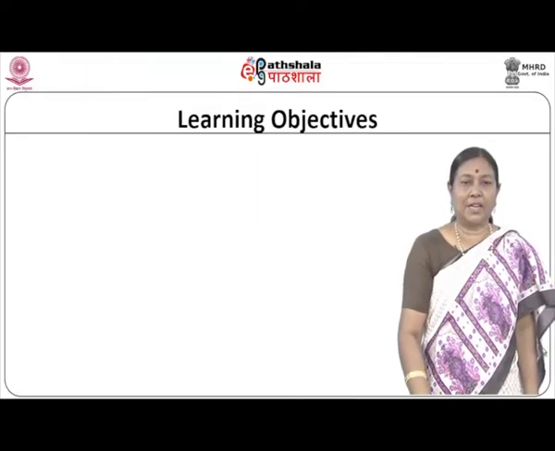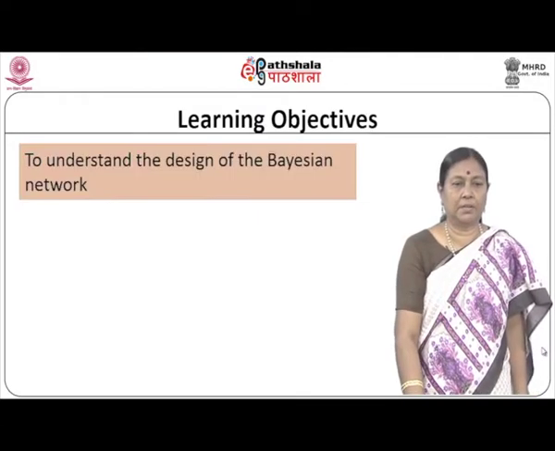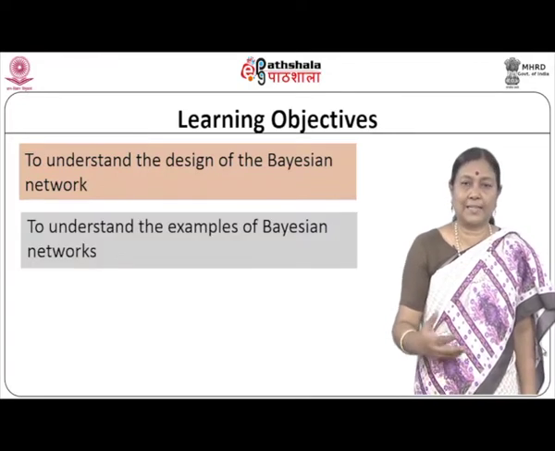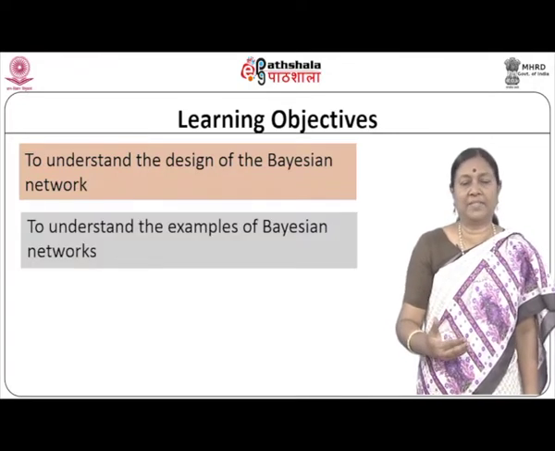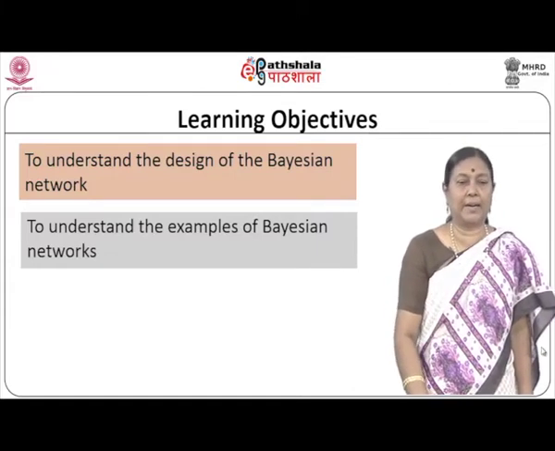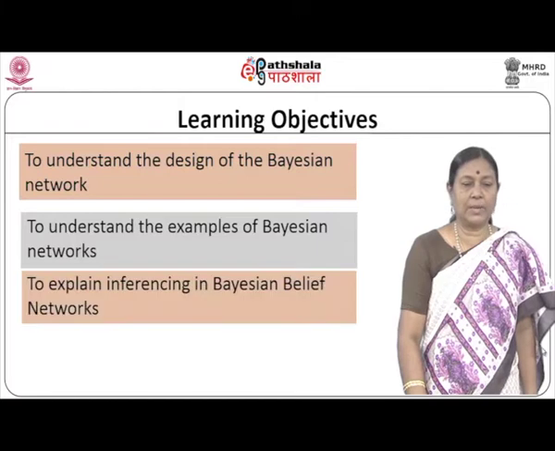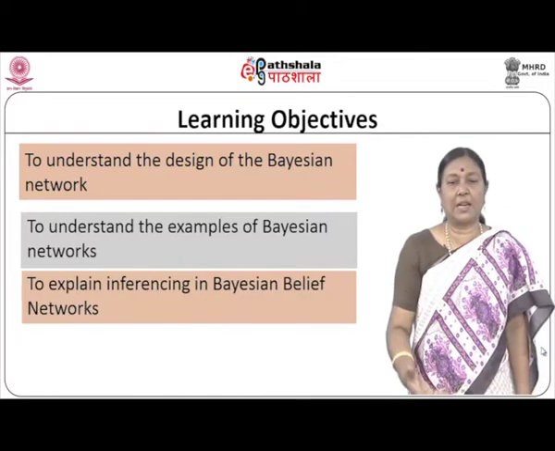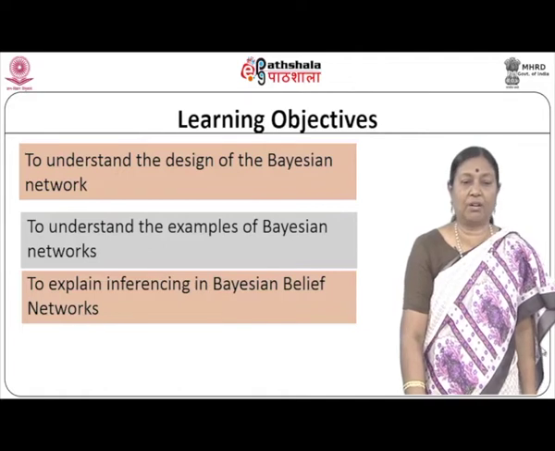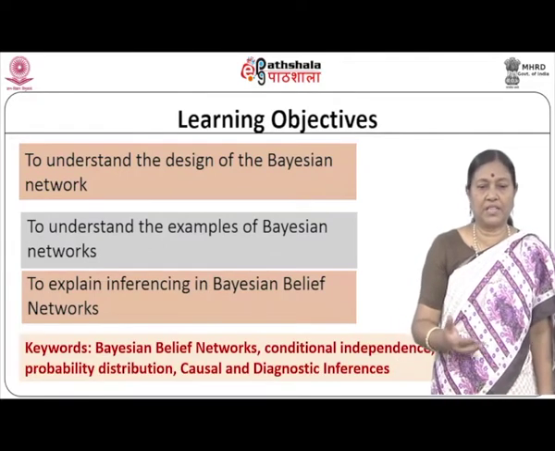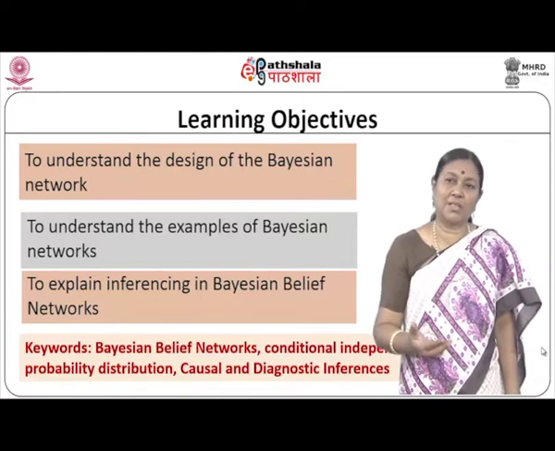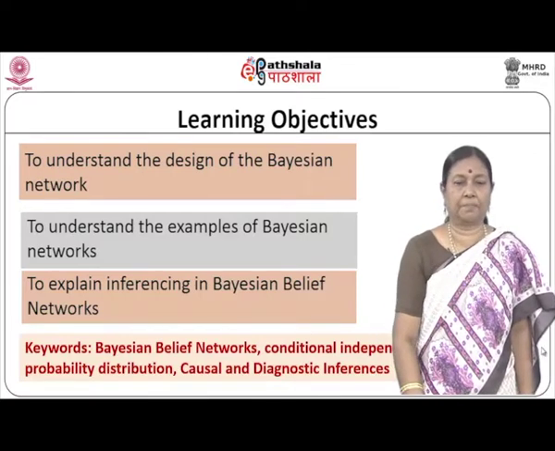These are the learning objectives of this module: to understand the design of Bayesian network, to understand the examples of Bayesian network. We have seen some examples in the previous module also. Here we are going to go into a little more detail about these networks, and to explain inferencing in Bayesian belief networks. Okay, how inferencing is done. We are not looking at the algorithms. Some of the keywords are Bayesian belief networks, conditional independence, joint probability distribution, and causal and diagnostic inferences.